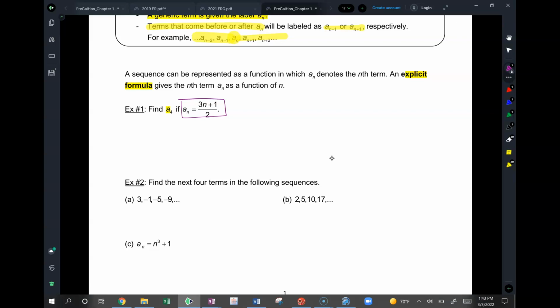All right? So whatever n is, in this case, n is 4, you plug it into that formula and you get that number. So for example, A sub 4 would be 3 times 4 plus 1 over 2, 13 over 2. Any questions? And with that, you can generate the whole list until you're blue in the face. You can find the first term, the second term, the third term, the fourth term, the millionth term even.